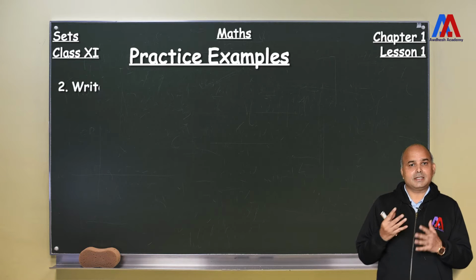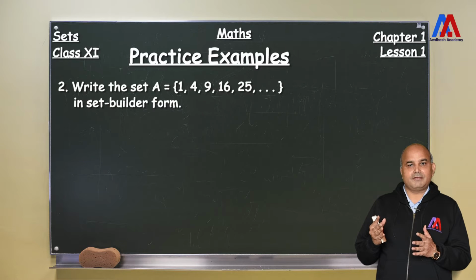The second question is: write the set A, that is 1, 4, 9, 16, 25, and it goes on.